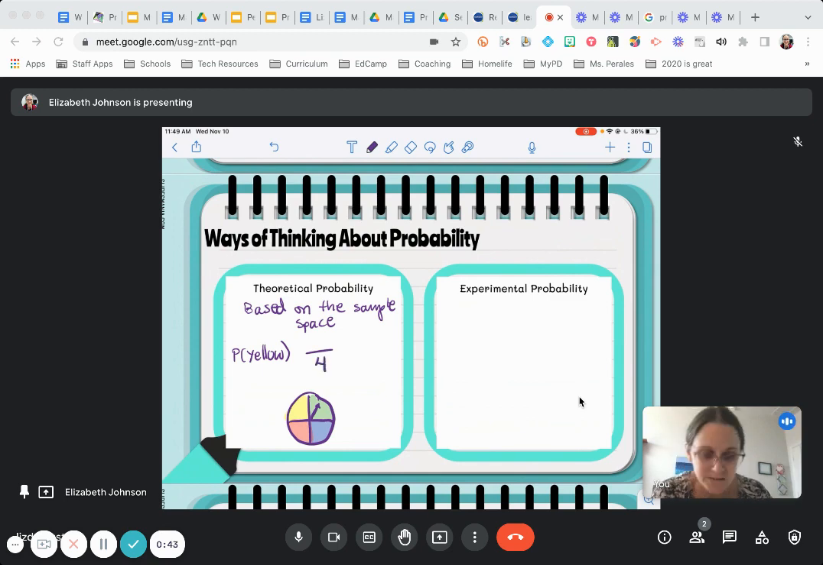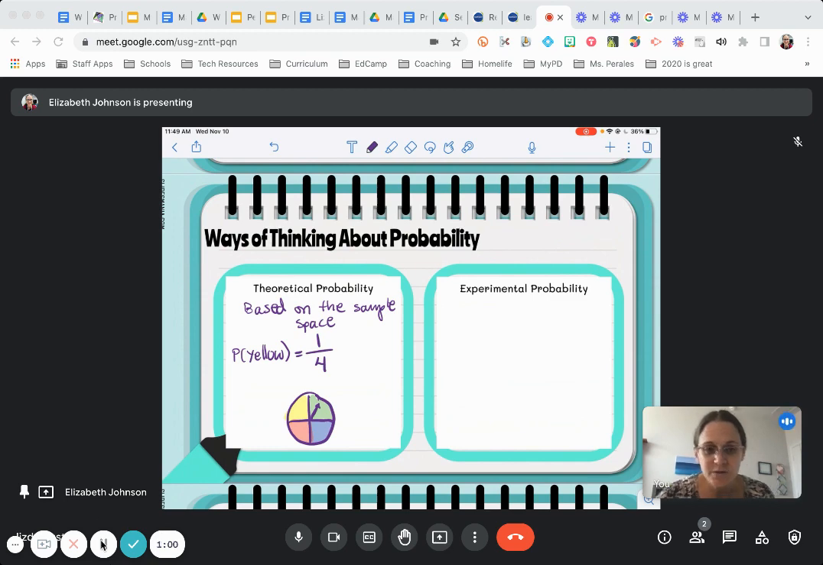So 4 is my denominator. And how many of those are yellow? 1 of them. So my theoretical probability of getting a yellow with this spinner is 1 out of 4. And we just use our sample space to figure out, in theory, what the likelihood of getting a yellow is.